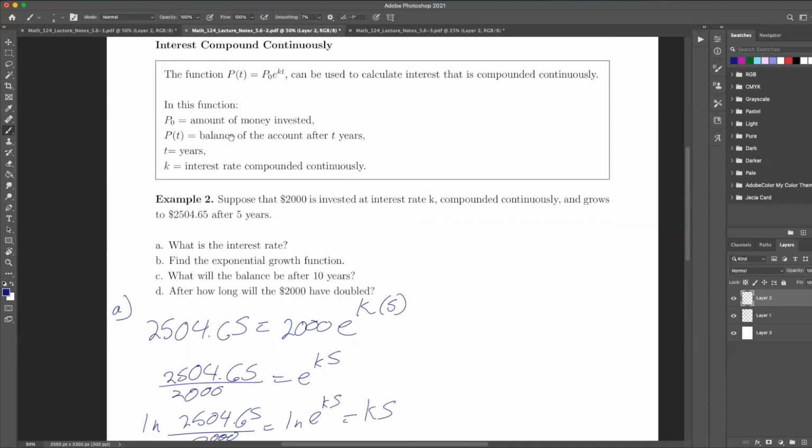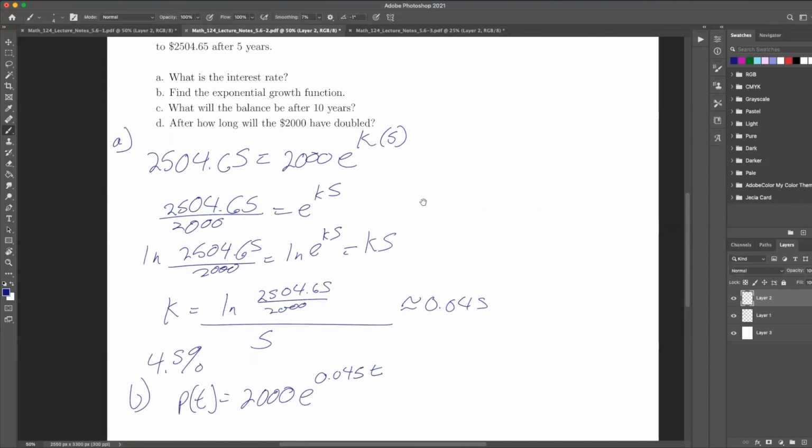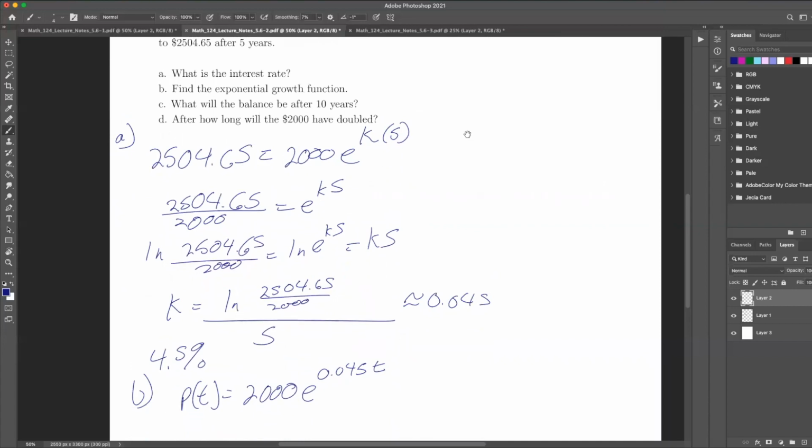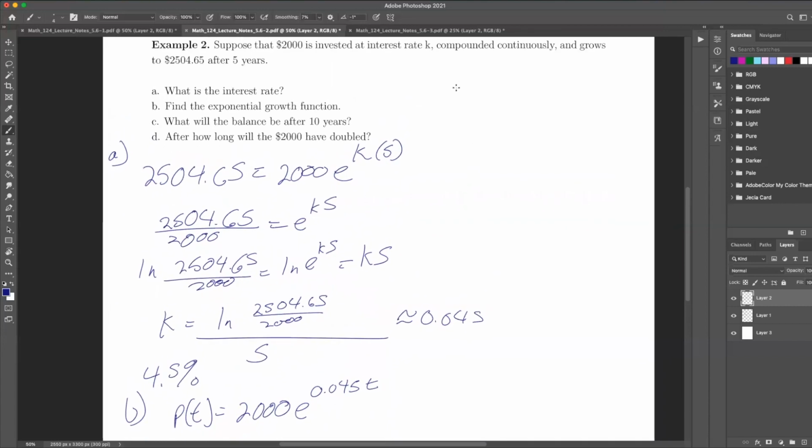This is the balance after 2 years. This is 2 years, and this is our interest. So we just put it into that. All right, after we put it in this, we want to find out how long after 10 years.